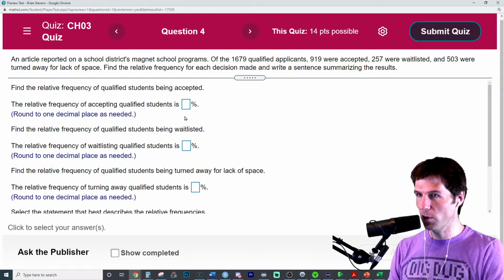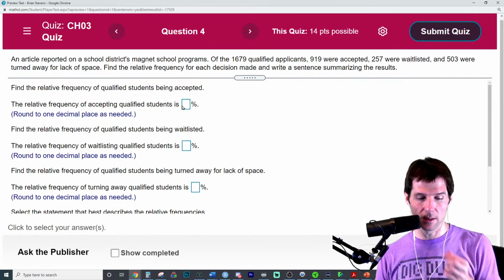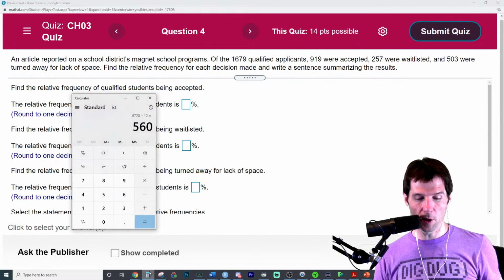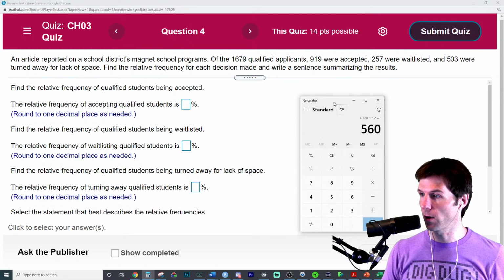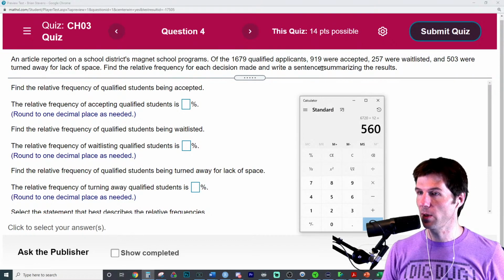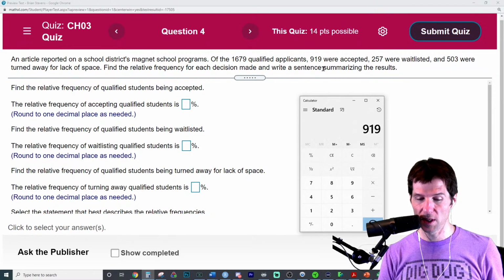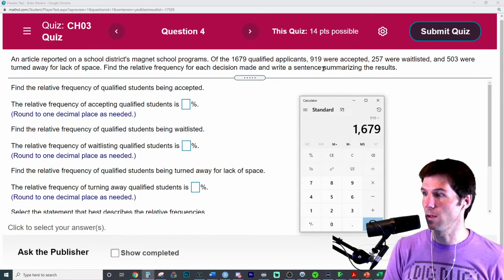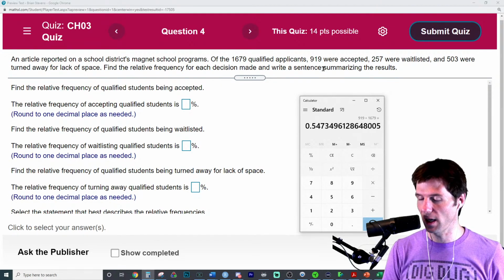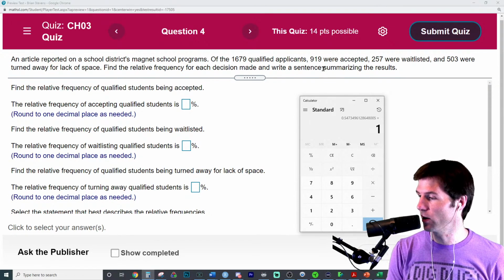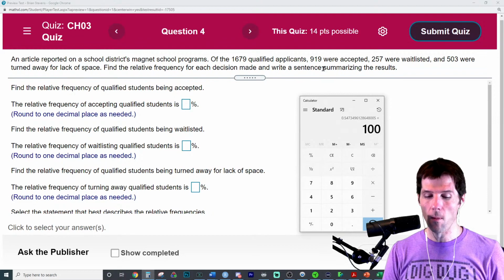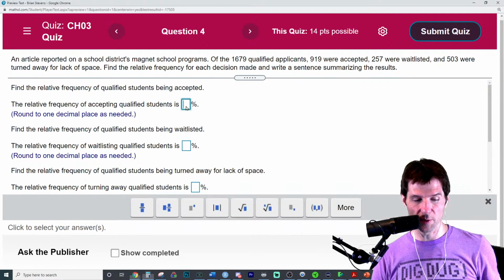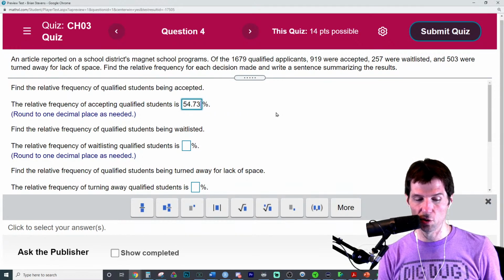And so it asks first, what is the relative frequency of students who were accepted? And relative frequency is going to be a frequency out of 100%. So we would take right here 919, which is the amount that were accepted out of the total 1679. And this is going to be the relative frequency, but not as a percent yet, till we times it by 100. You bet, Abby. I think we got time, definitely. And so now that is the relative frequency right here to 1 decimal.